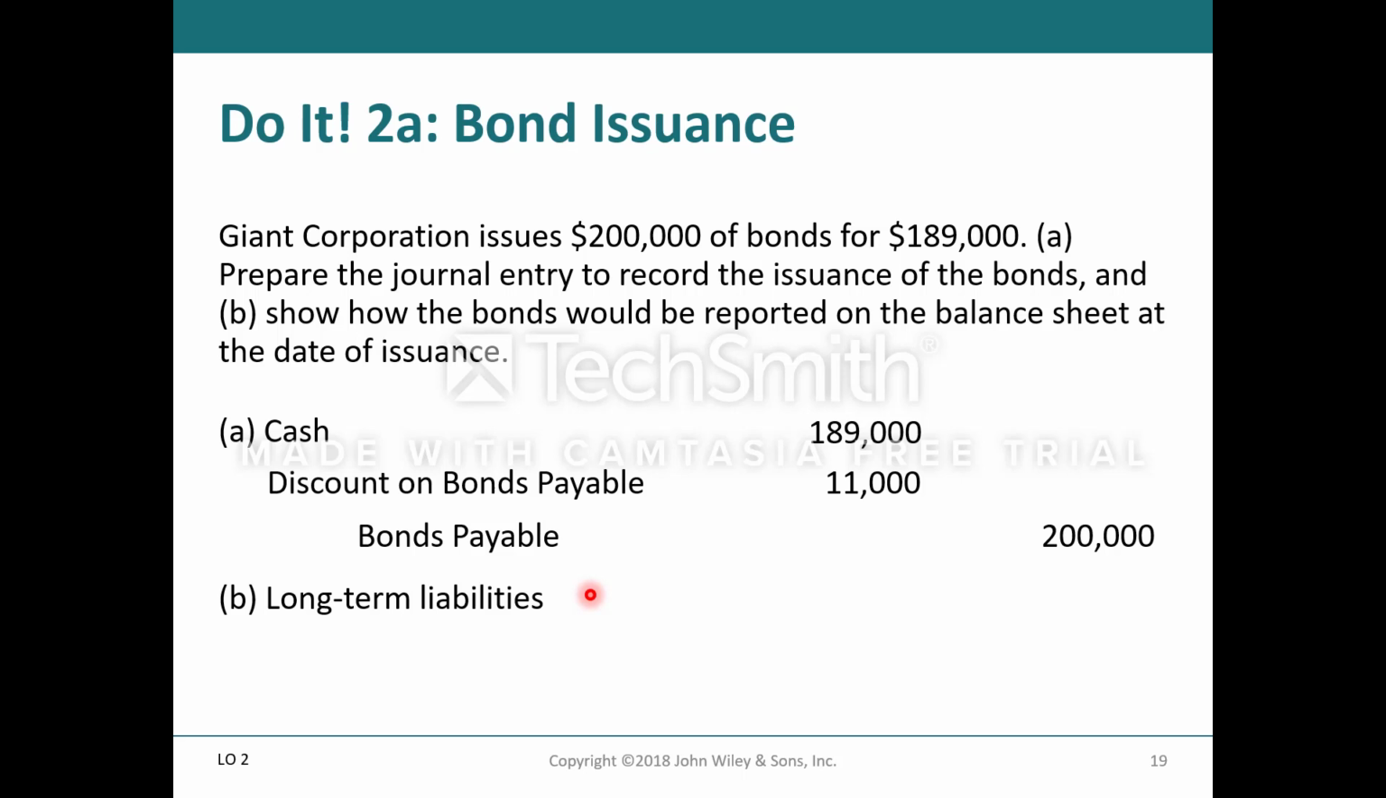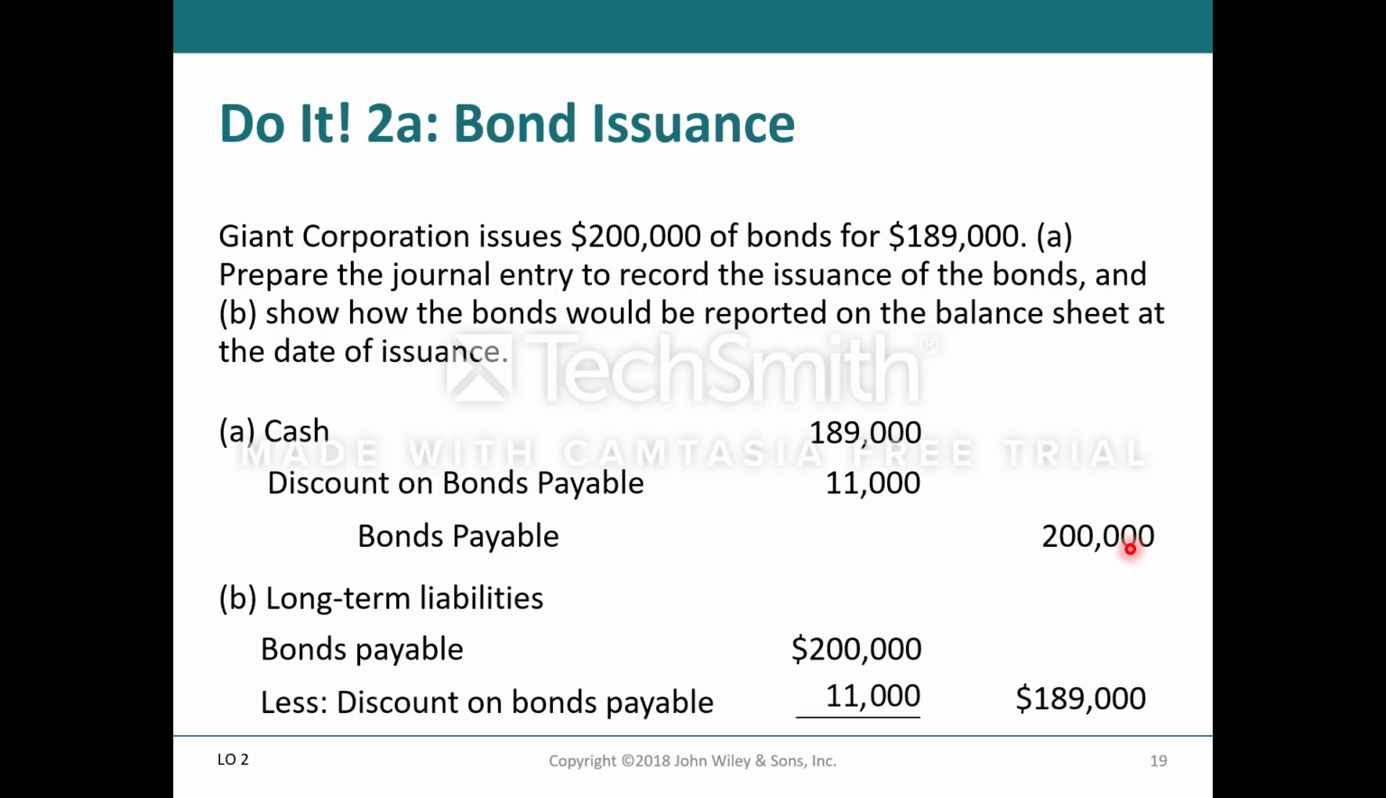And then they're going to show you an illustration for the long-term liability section. Bonds payable $200,000, which is the value of the bonds. You're going to have a discount on bonds payable for $11,000, so you're actually carrying them at $189,000. This is a portion of the balance sheet to illustrate the long-term liabilities for bonds.